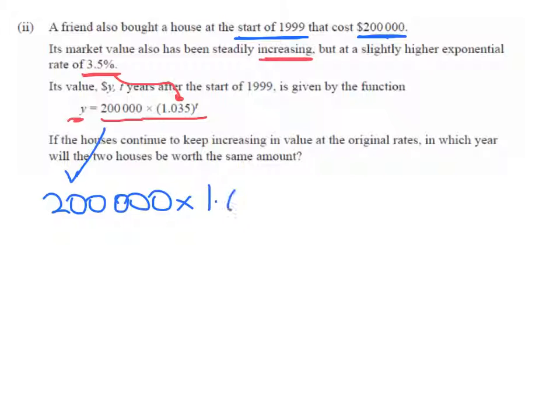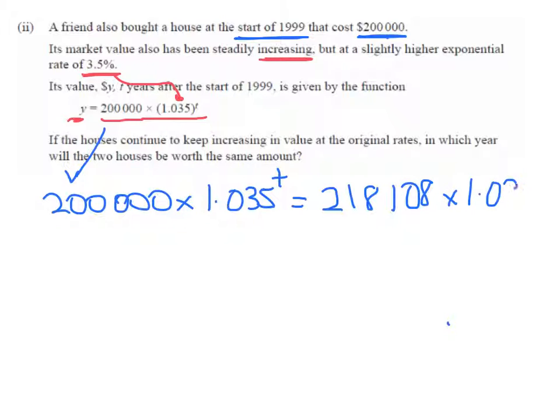So what we're doing here is we're saying this friend's house, 200,000 times 1.035 to the power of t. When will this be equal to Sue's house? Now we need to use what we've just found, which is the initial value. So 218,108 times 1.03 to the power of t. So I'm going to solve those two equations for t.